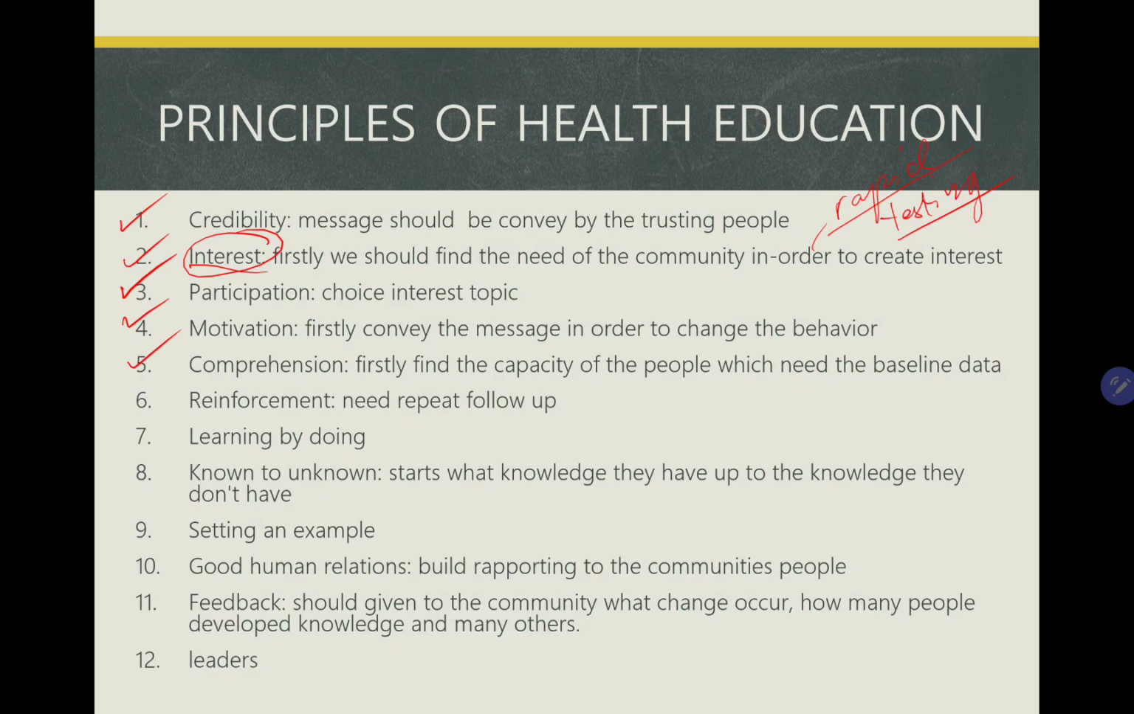Next is comprehension. They have to be able to understand the implications, what the numbers mean, what the tests mean, what the tests do, and so on and so forth. Next is reinforcement. We need to be able to ask them to follow up, or we need to be able to provide supplemental information in case they need to ask questions. Learning by doing, meaning you have to be in practice. Known to unknown starts from what knowledge they have up to the knowledge they don't have.